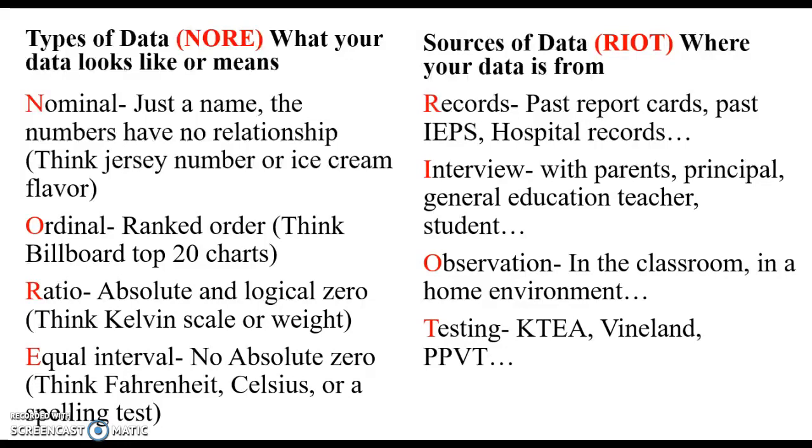For testing, it could be a test like KTEA, Vineland, PPVT, or it could be something like an authentic test. You could do a portfolio test, anything like that. Now, an easy way to know the difference between sources and types is that you have to cite your sources. So if I'm going to say a child has a specific learning disability, I'm going to have to say I know that based on records, interview, observation, and testing.